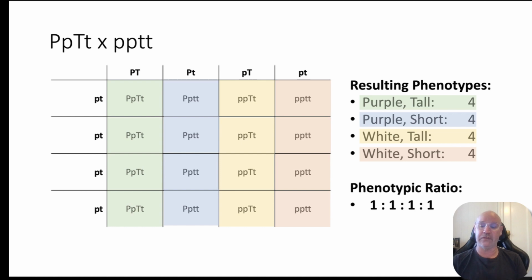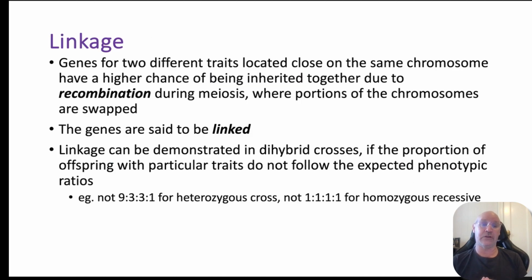And if we see that the ratio is different to that, it might suggest that there's a linkage between the genes. So that means that the genes that are for two different traits, but if they're located close together on the same chromosome, they have a high chance of being inherited together. And partly that's due to recombination, where portions of the chromosome are swapped. If they're close together, they're likely to be swapped together. So these genes are said to be linked.